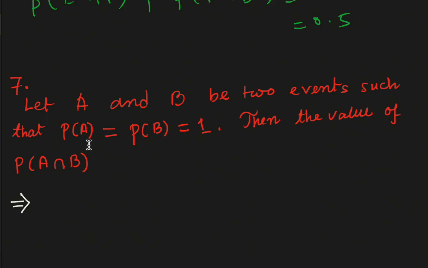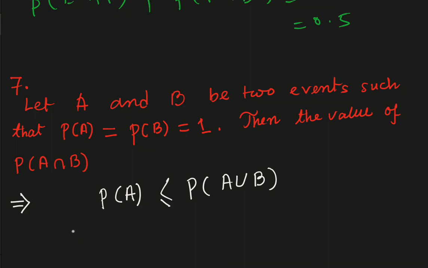Probability of A and probability of B is 1. So there are many different ways to solve this question. So first, if P(A) and P(B) are equal to 1, since we know from the corollary, you can actually show that probability of A should be less than or equal to probability of A union B.